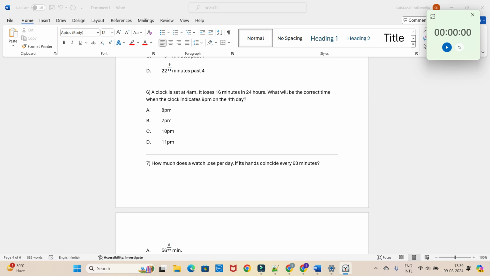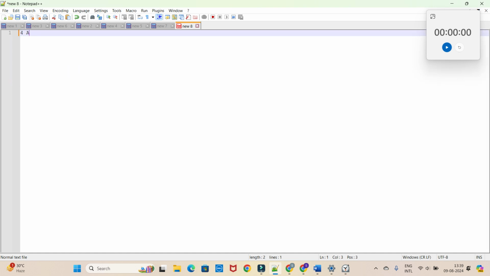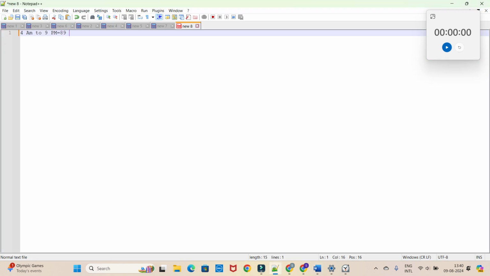So for this one, you can see the time is given as 4 a.m. on a day, till 9 p.m. on the fourth day. So the total count would be 89 hours between these two times.